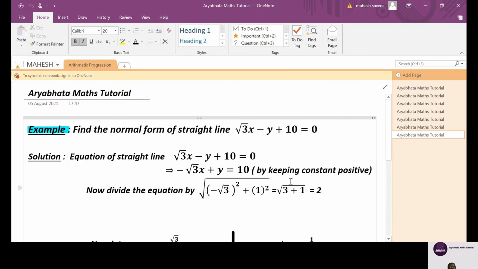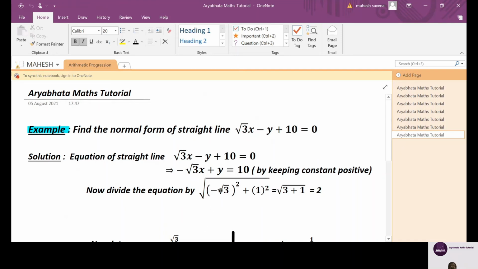Now we take an example. Suppose the equation of a line is root 3x minus y plus 10 is equal to 0, and we have to find the normal form of this equation. Since we have to keep this constant positive, this equation can be represented as minus root 3x plus y is equal to 10.